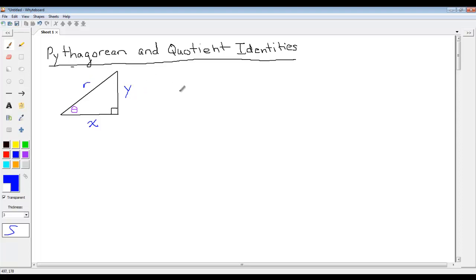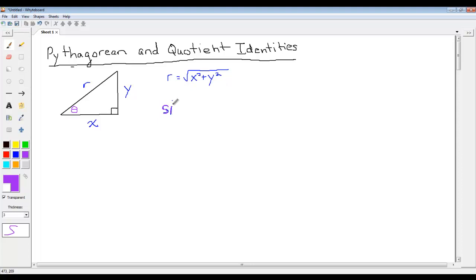Now we talked about the fact that r is found by taking the square root of x squared plus y squared, and that comes from the Pythagorean theorem. You can also think about the distance formula, finding the distance between 2 points, which is basically using the Pythagorean theorem. And our r here is non-negative.